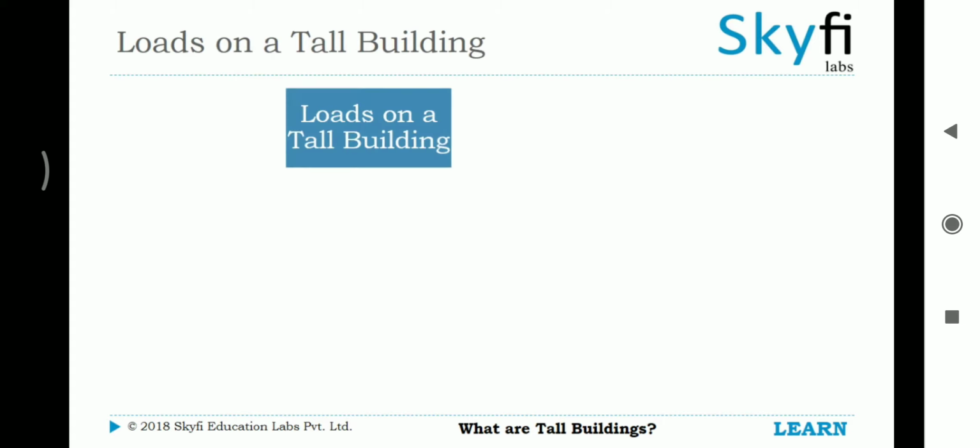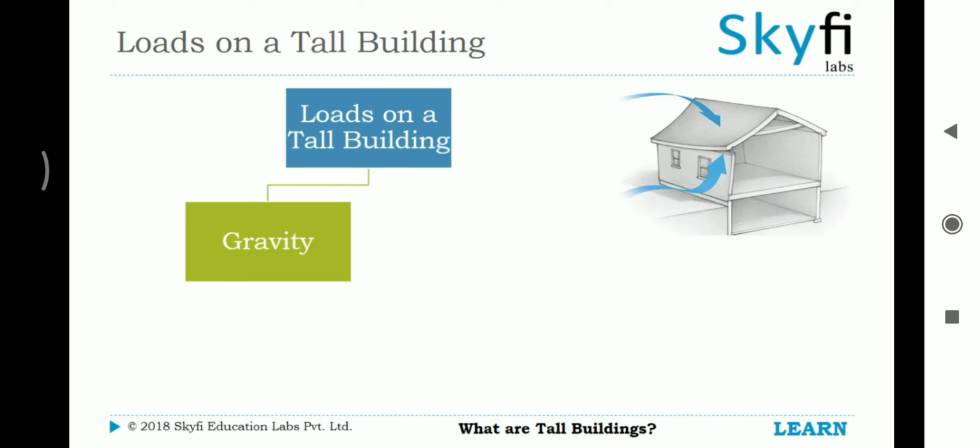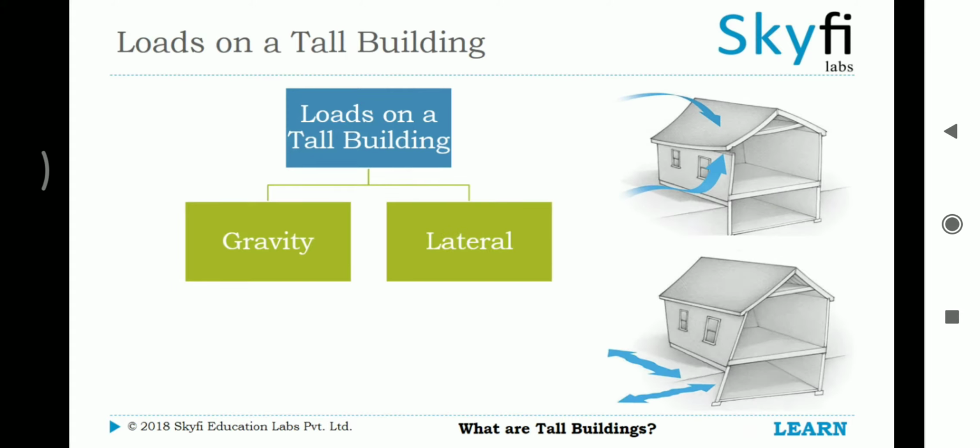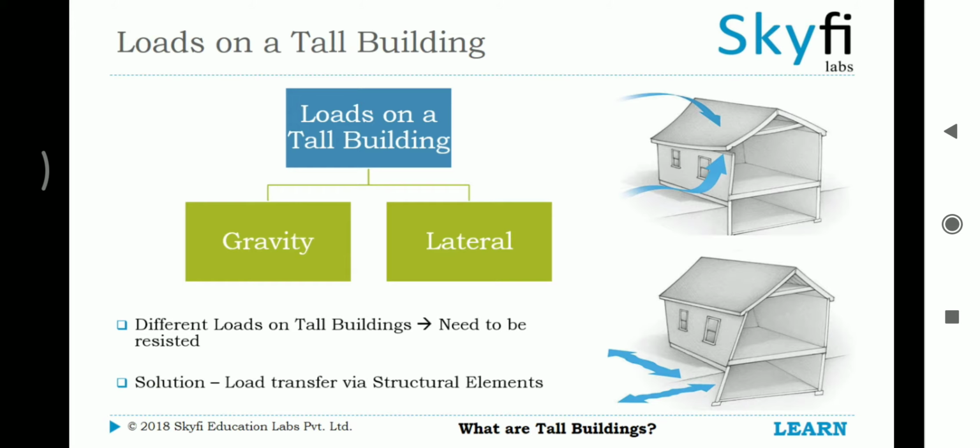The loads on a building are of two types depending on their direction: gravity load and lateral load. Gravity load acts in the direction of the gravitational pull, which is downwards, whereas the lateral loads act perpendicular to the gravity loads, as shown. These loads acting on the building need to be resisted adequately to have a strong and stable structure. As a solution, structural engineers have designed and developed the concept of efficient load transfer through the different structural elements for both the load directions.